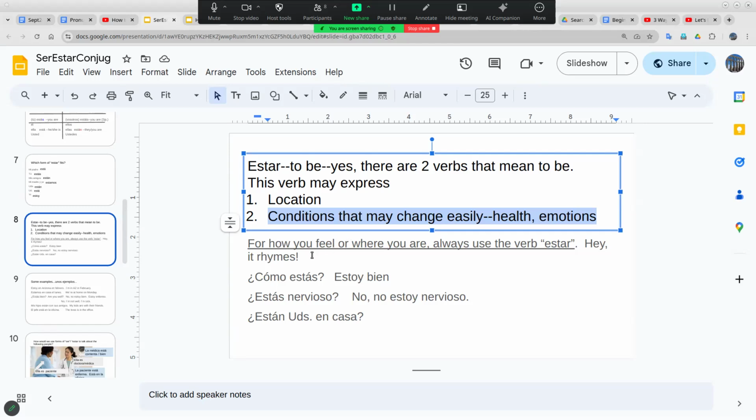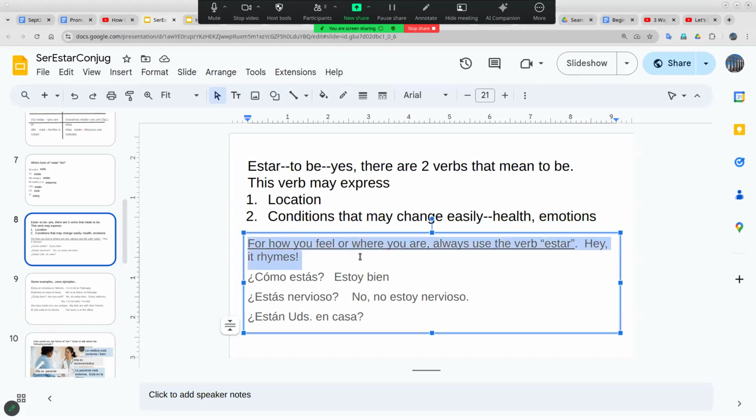So there's a silly little rhyme that helps people remember when to use estar versus when to use ser. We use estar for how you feel or where you are. Always use a verb estar. It's a silly little rhyme, but it helps you remember. For how you feel or where you are, always use the verb estar. All right. So here are some examples.